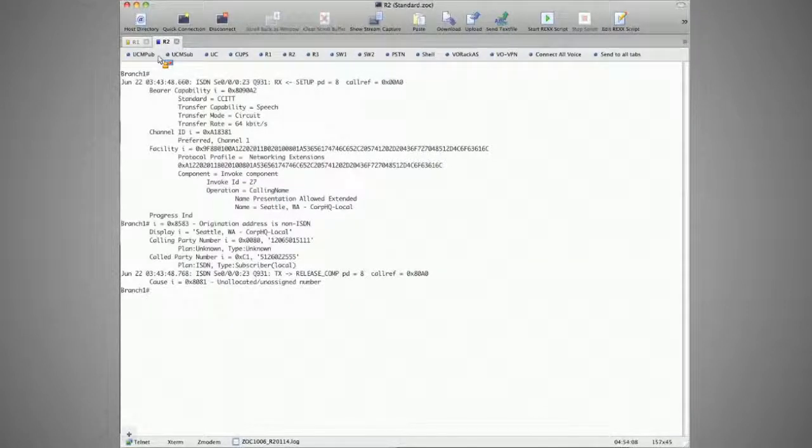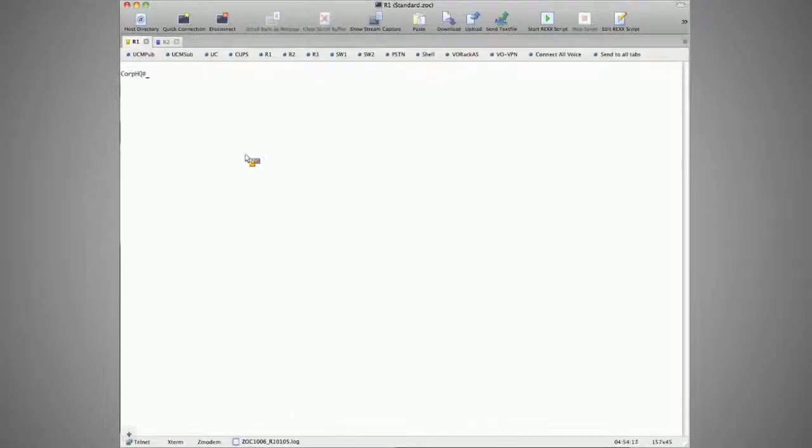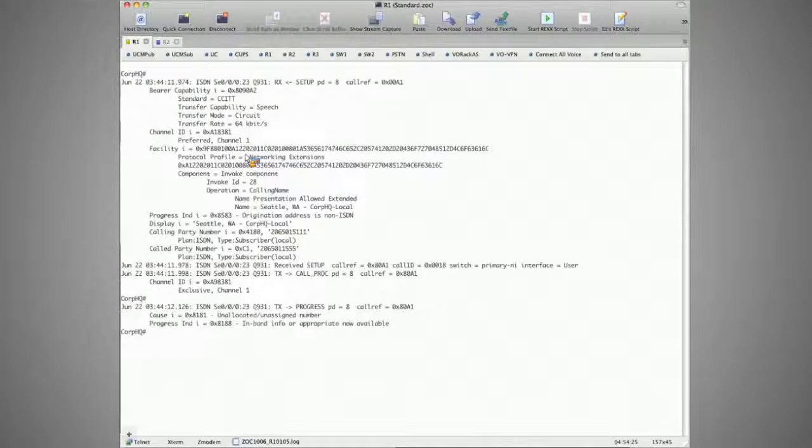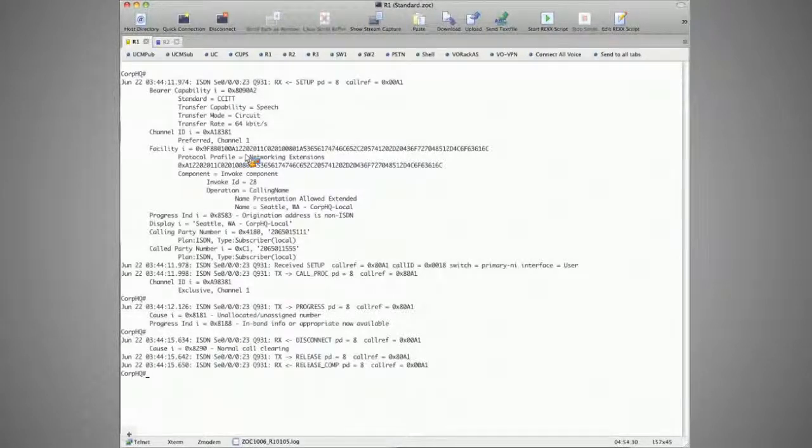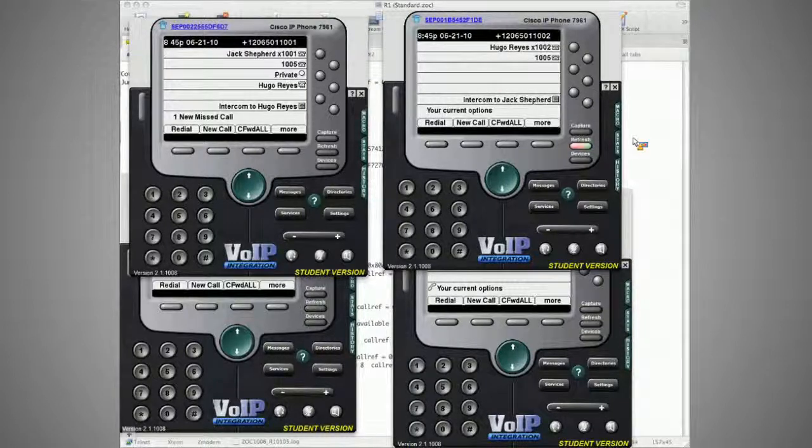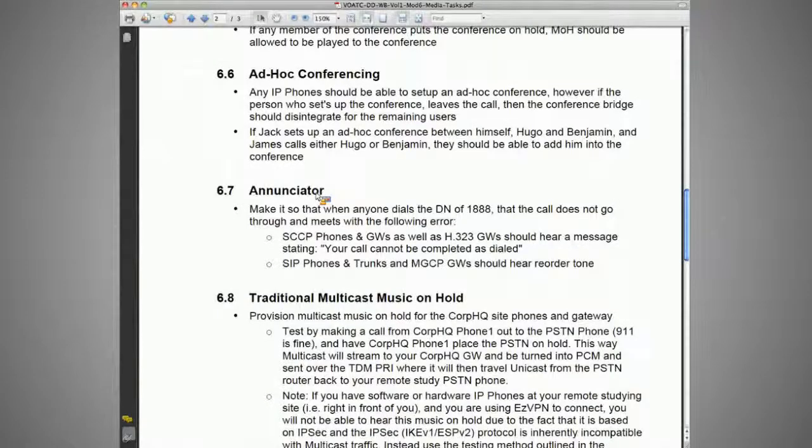What about when we call into the headquarter gateway to an unallocated or unassigned number? 206.501.1555. Could everyone hear that? Your call could not be completed as dialed. So we got Annunciator playing us the message. But wait a minute. I thought that 1888 would work just the same. I thought that the CUCM SRND told us that only skinny endpoints were supported.